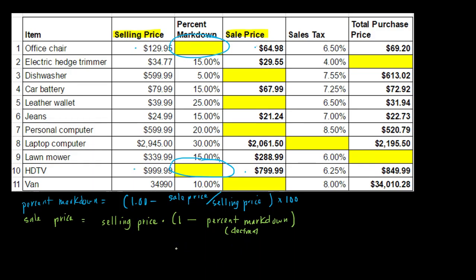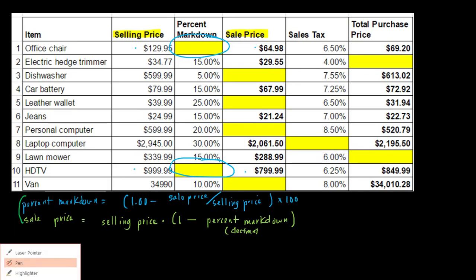And again, be careful with your order of operations, okay? So you would start by converting percent markdown to a decimal, take 1 minus that decimal, then multiply by selling price, and that will give you your sale price. Now, something to notice here, which is pretty cool, is that these two are the same equation rearranged, right? These are the same equation rearranged for the most part. So notice the relationship between these two values, okay? Notice the way we rearranged the percent markdown equation and we are able to find selling price, okay? Pretty cool.